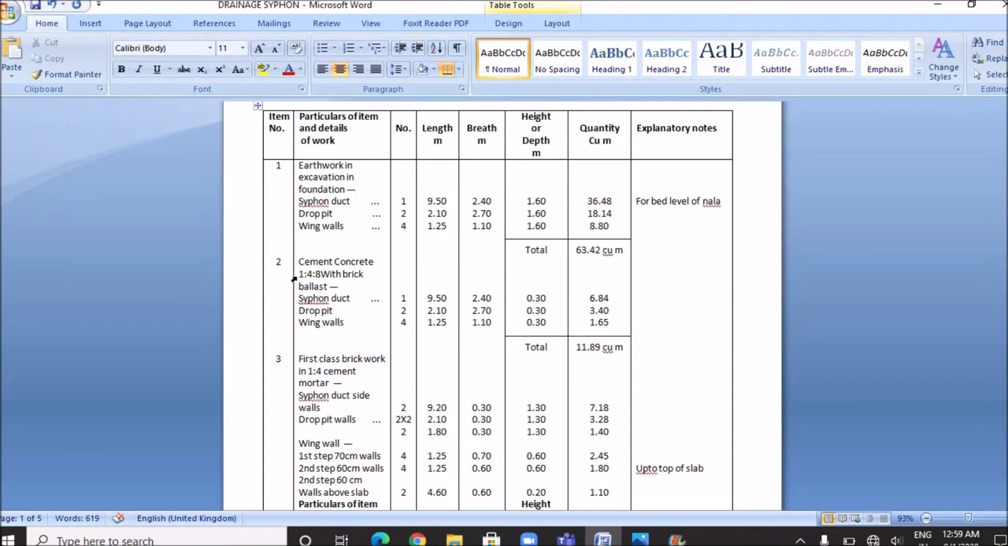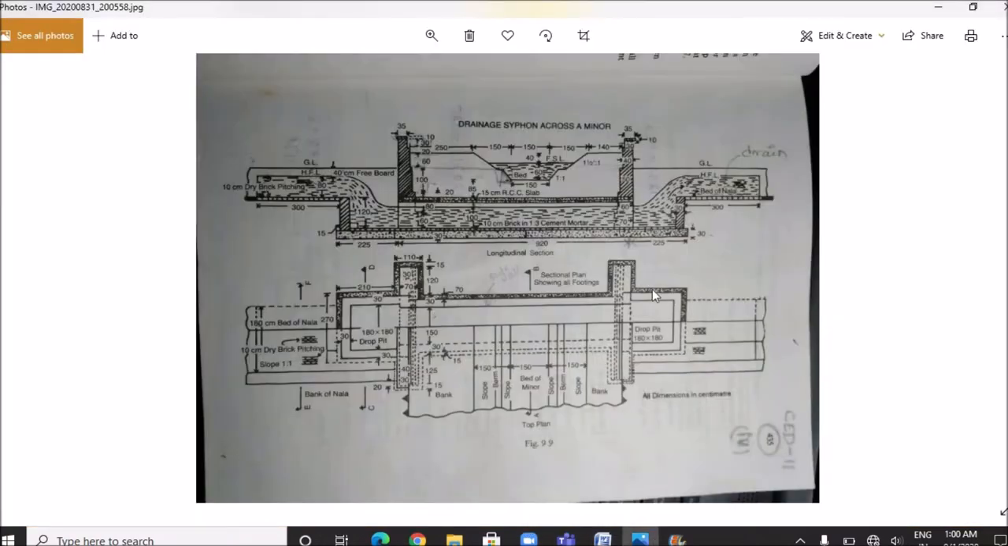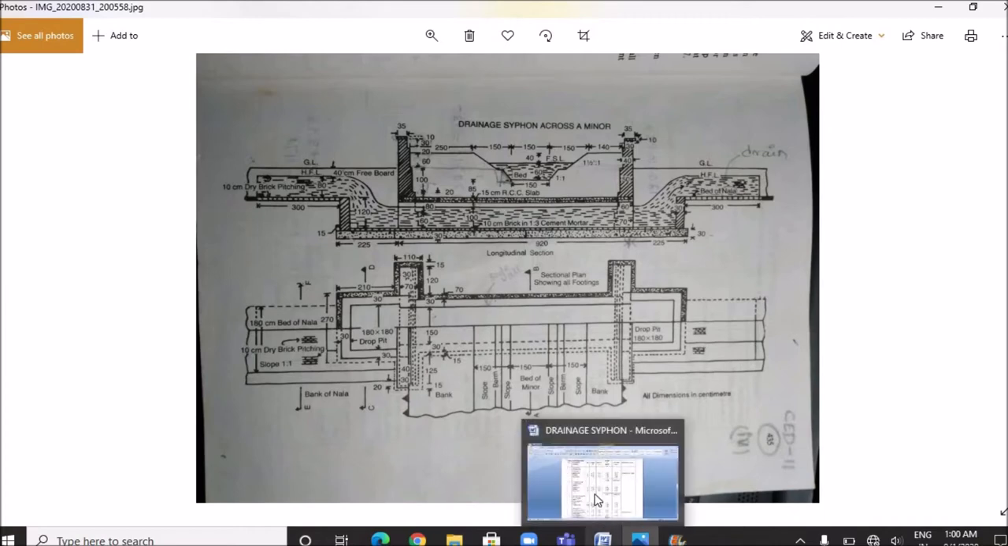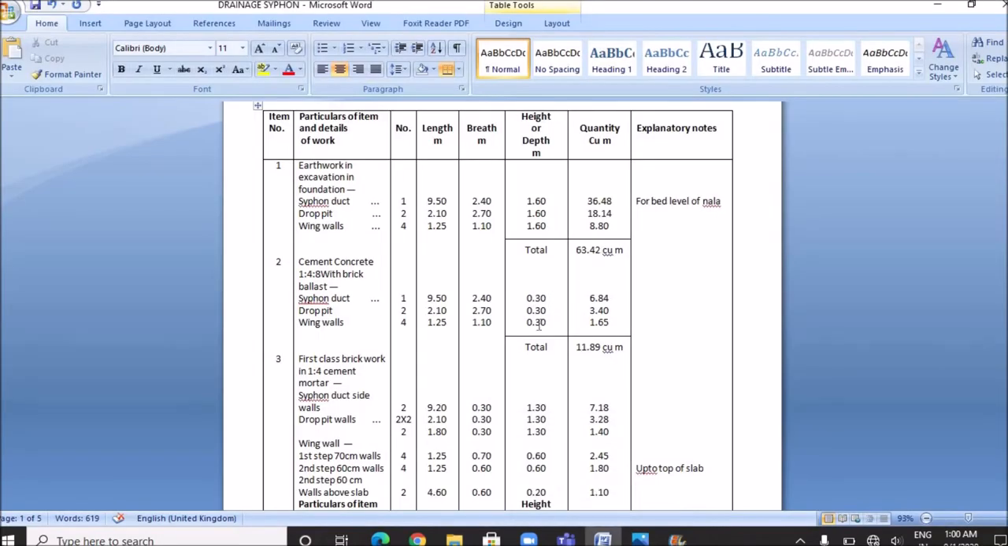Then after earthwork in excavation, the next work which is to be done is the cement concrete work. So this work is done in the siphon duct, drop pit as well as in the wing walls. So here the number, length and breadth would be same as the earthwork in excavation. The only difference will be in the height. So the cement concrete work, if you see the sectional elevation clearly, is done for a height of 30 centimeter. So here you have to just alter the values of height in cement concrete work.